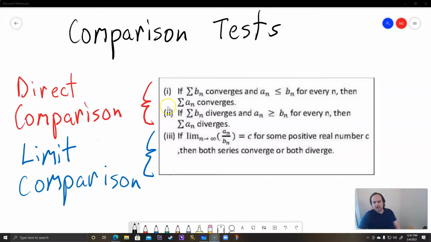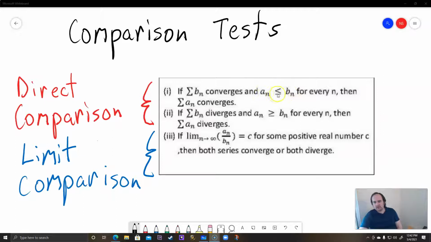Okay, so for the direct comparison test, it says that if you have two series, sum of an and sum of bn, and if sum of bn converges and an is less than or equal to bn for all n, then sum of an converges. So what that's basically saying is, since bn is greater than or equal to an for every n, and bn converges, it should make sense that an can't go to infinity, since bn isn't going to infinity.